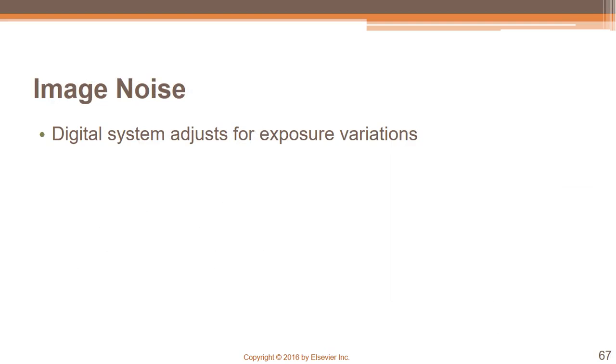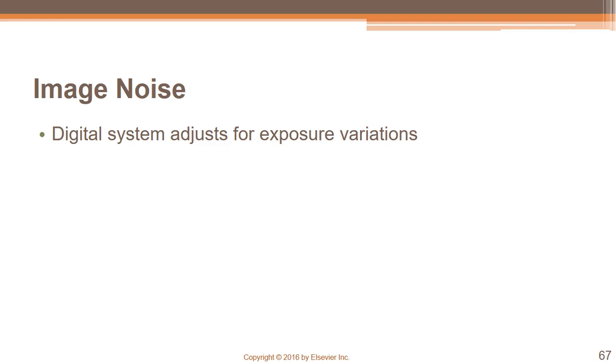All right, we've mentioned this word before, but the digital computer system can adjust for low or high exposures during exposure variations with your image acquisition. So yes, if you overexpose, yes, if you underexpose, we can still create an image from that, but that's not what we aim to do.